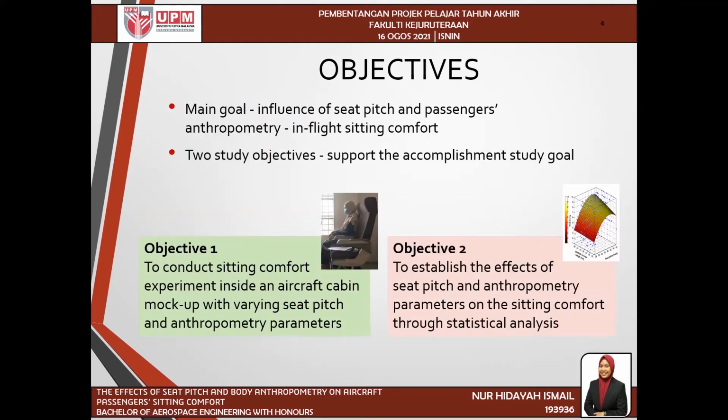The main objective of this research is to study the influence of seat pitch and passengers' anthropometry parameters on their in-flight seating comfort. The following two study objectives are outlined to support the accomplishment of this study goal. The first one is to conduct a seating comfort experiment inside an aircraft cabin mock-up with varying seat pitch and anthropometry parameters. Then, the study continues to analyze the effect of seat pitch and body anthropometry dimensions on the seating comfort level of aircraft passengers through statistical analysis.